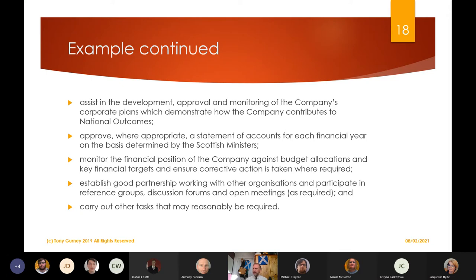So there are potential penalties if you get it wrong, or you approve something you know to be incorrect. Which is why it's a good idea to monitor the financial position as you go along. So there's a whole pile of things that you should be doing as a board.